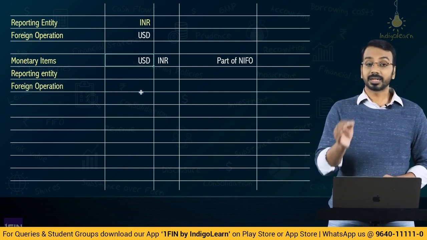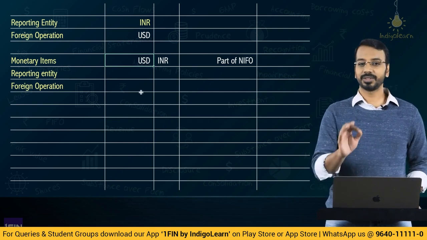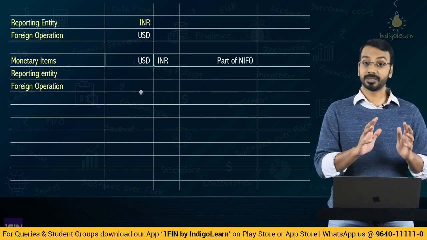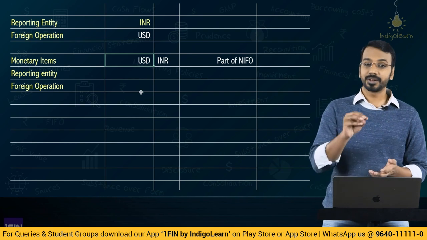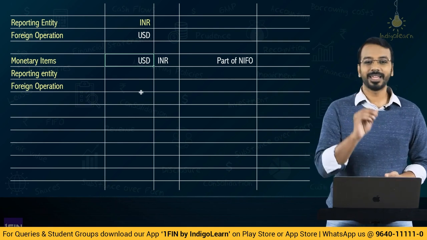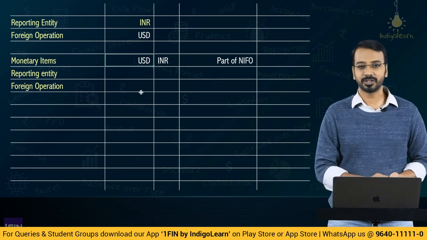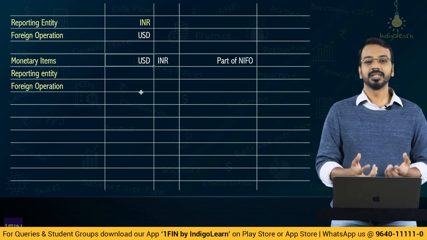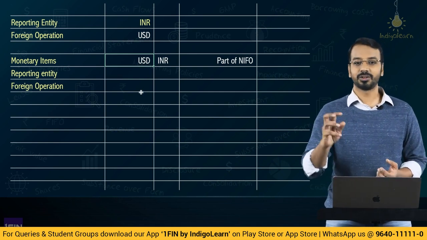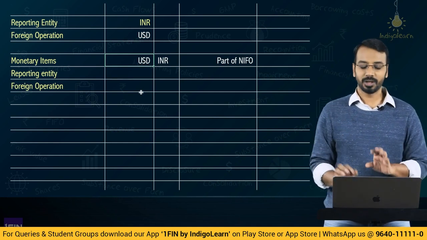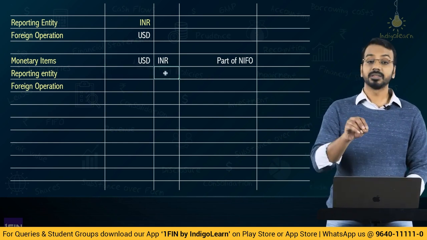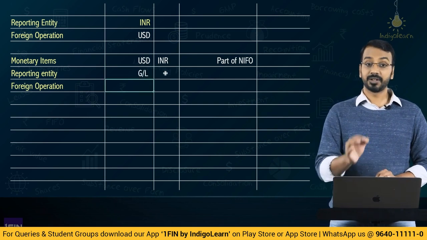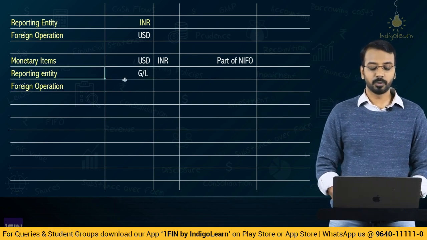Now, say for example, the transaction is designated in USD. Think and tell me, which entity will have an exchange difference gain or loss? If it is designated in USD, will it have a gain or loss impact in the reporting entity's financials or in the foreign operation's financials? See, if it is designated in USD, then in the foreign operation there will not be any translation or restatement. So, no question of gain or loss. Whatever is the gain or loss will happen in the Indian entity. So, here gain or loss will be booked.